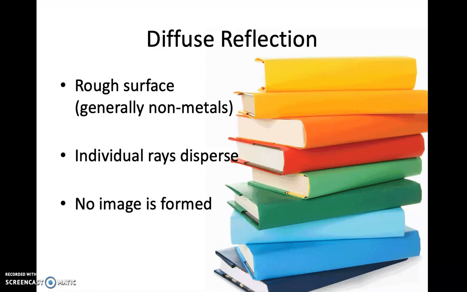In the case of the book, no image is formed because all the rays have dispersed randomly, so I could take this book and hold it up to my face and I would not be able to see an image of myself in it. We're going to come back to diffuse reflection towards the end of the unit because that's largely how we see the majority of the objects around us. With the majority of the objects around us, we can see their color because of diffuse reflection.